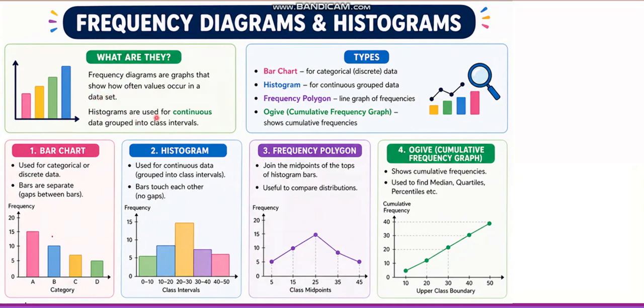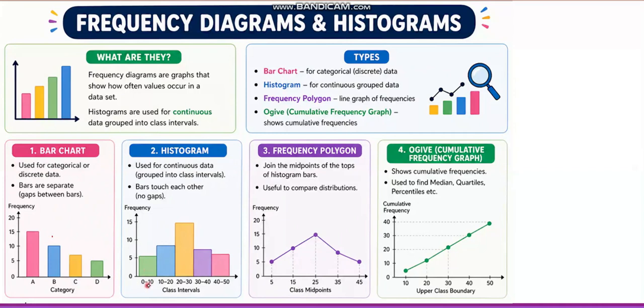Histograms are usually used for continuous data which is grouped into class intervals. For discrete data sets, we usually use bar charts, while for continuous data sets, we use histograms. Histograms are similar to bar graphs, but here there is no gap between the bars. And it also has a specific interval in which we see how frequently some values occur.